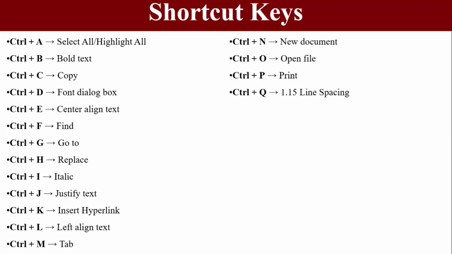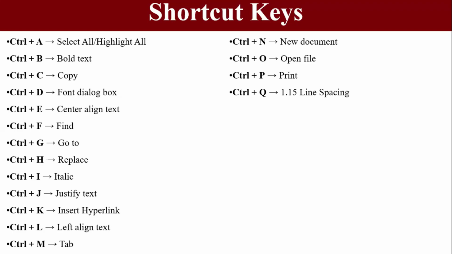But by default, there is spacing for your text. So maybe you want your line spacing to be 1.5. Instead of navigating to your home menu bar and looking for where line spacing is, you can just click on Control Q. It will just make your text or document 1.15 line spacing.